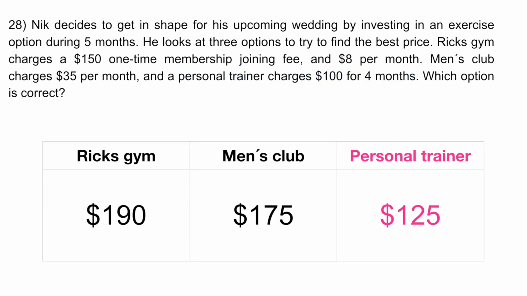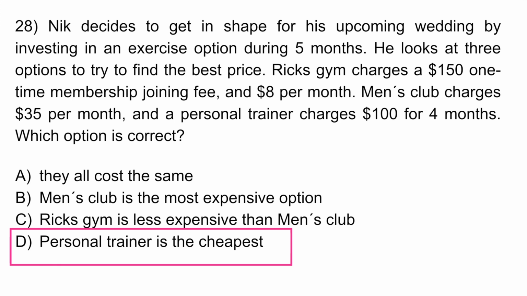All right, so if you compare these 3 options, Rick's Gym, Men's Club, and personal trainer, you can see that the personal trainer is the cheapest option. And if you look back at the options in the question, the correct one would be D. Personal trainer is the cheapest.